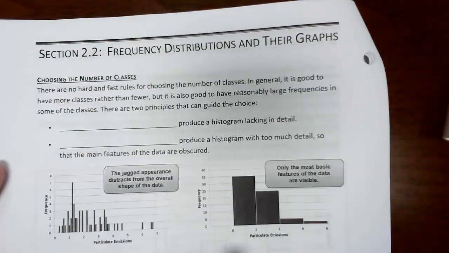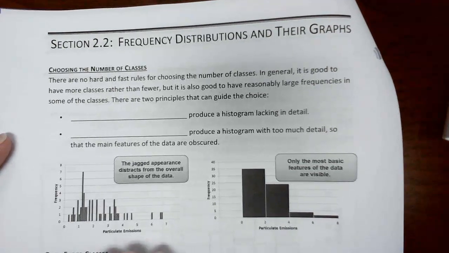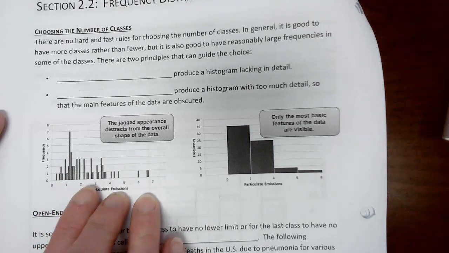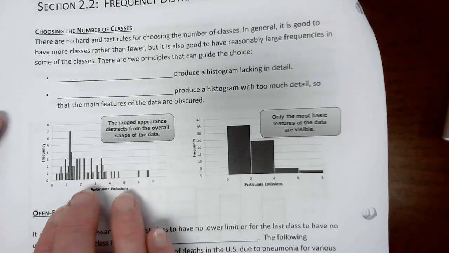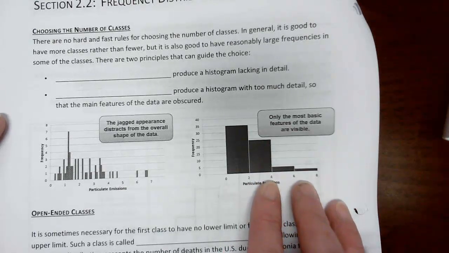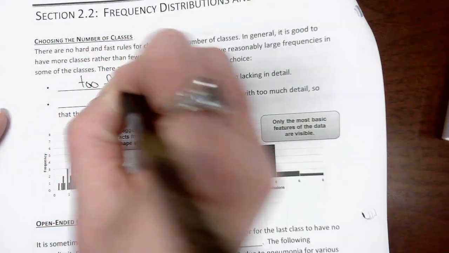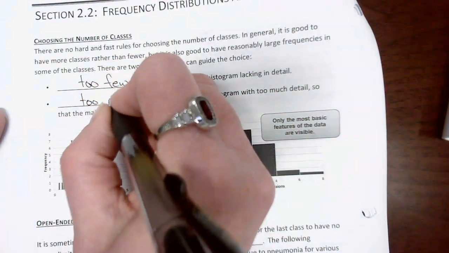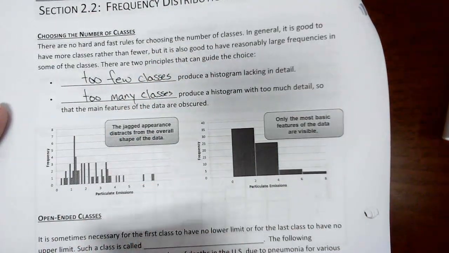Now, when it comes to choosing the number of classes, if you're setting it up for yourself, you want to be very careful. Notice this is the same data, but there's too many small rectangles. So that's when you have too many classes. Now, if we only had 4 classes, we just only get the basic features. So if you have too few, we really don't get enough detail. But if you have too many classes, it distracts from the pattern.